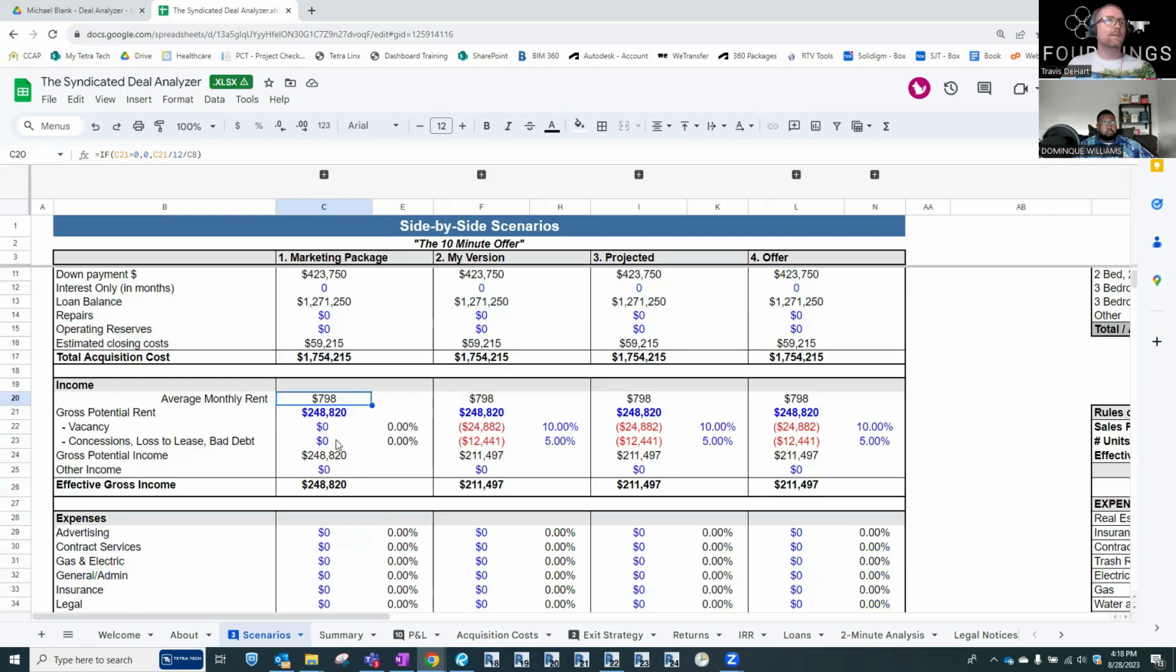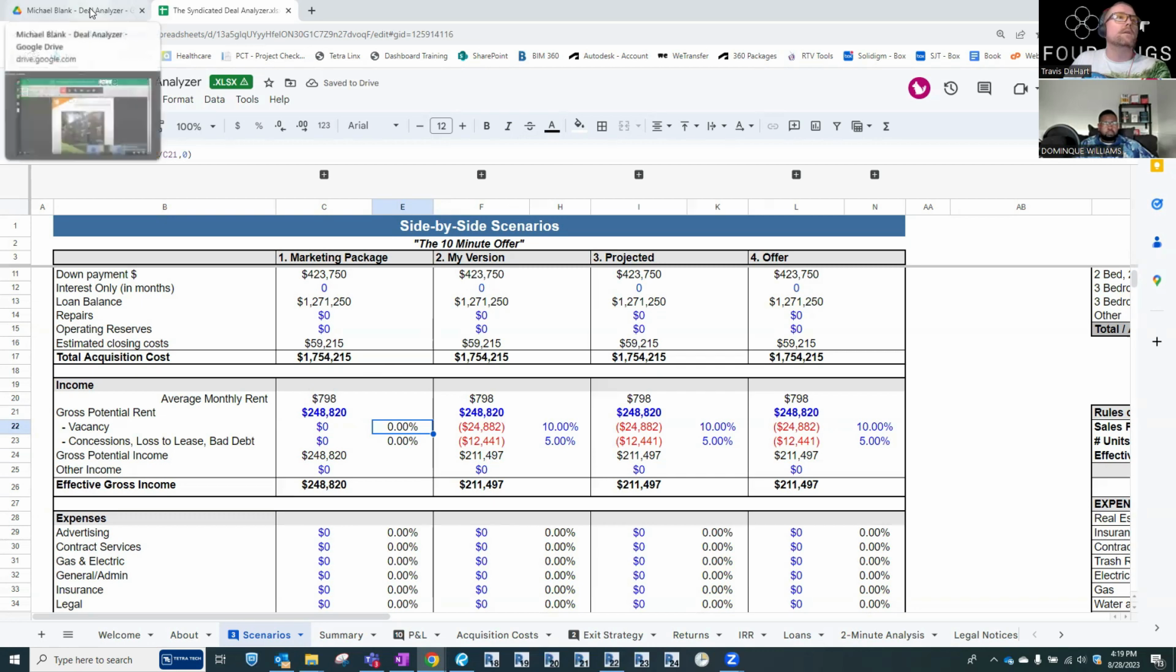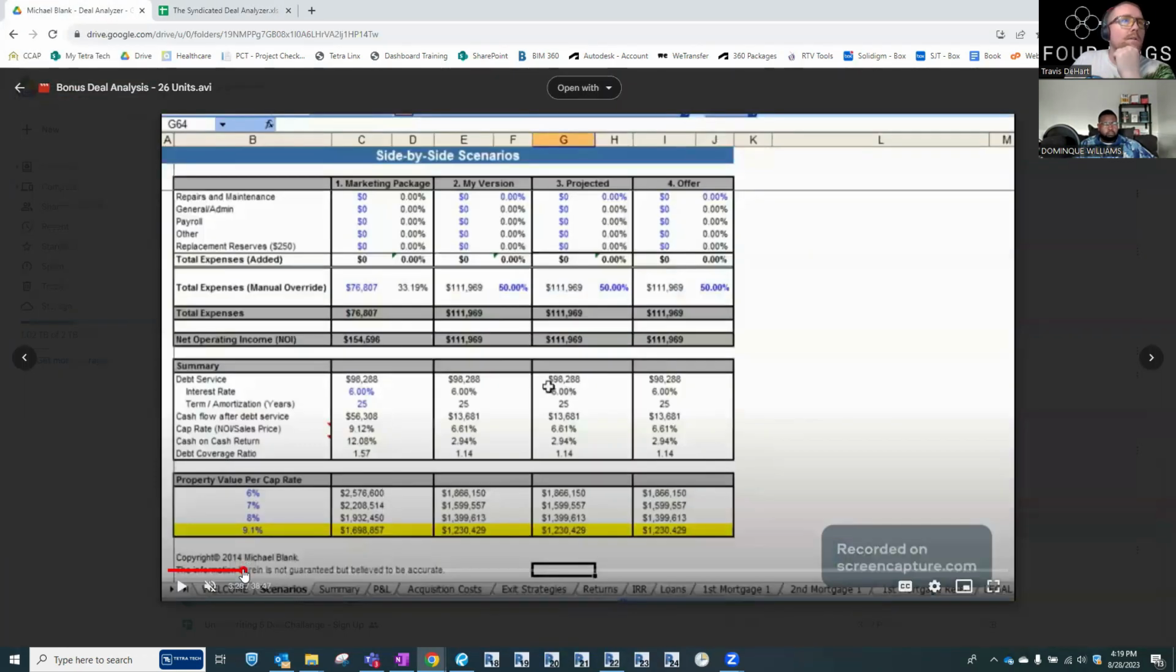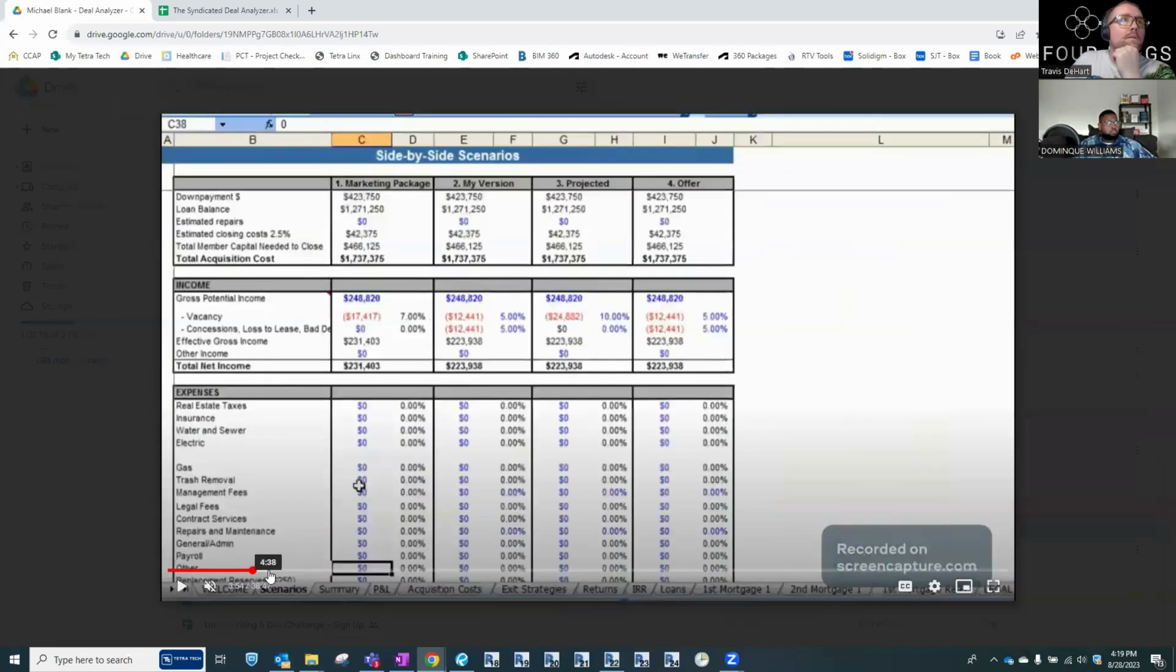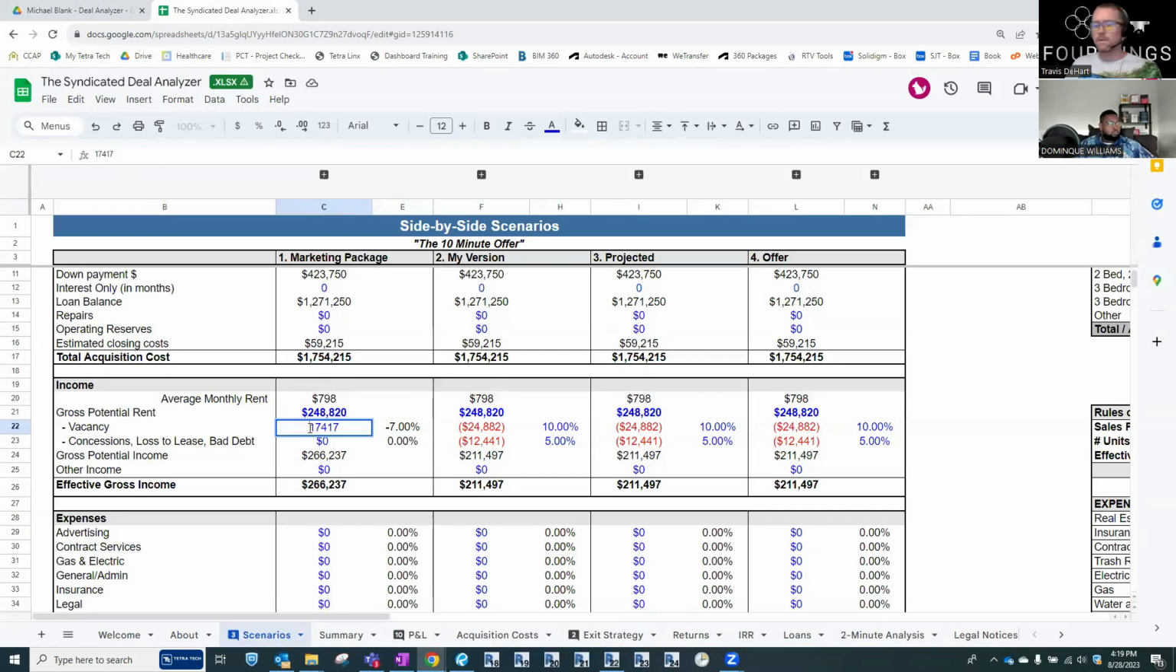Then, from the marketing package Michael received for this deal, they had 7% vacancy. I'm just going to look at his video to see what that vacancy rate was. Vacancy 7, so 17,417. Okay, that's a positive, that needs to be a negative. There we go. So you can see here, that's 7%.